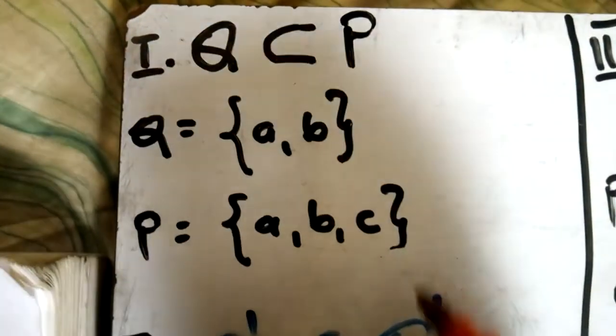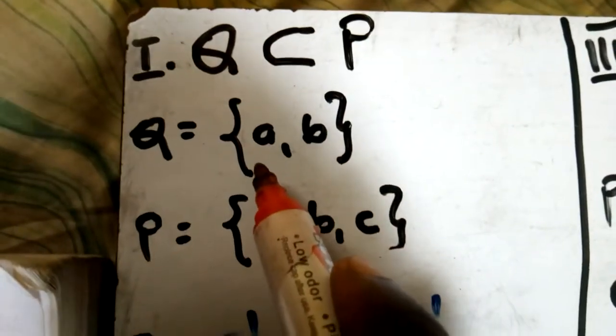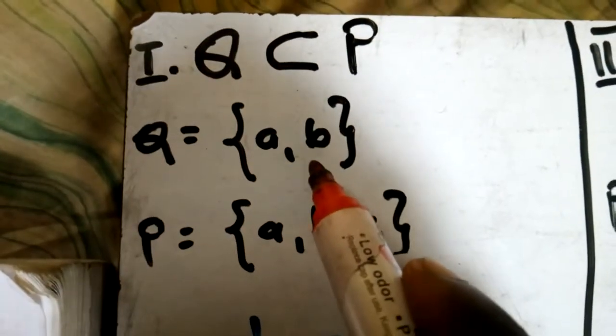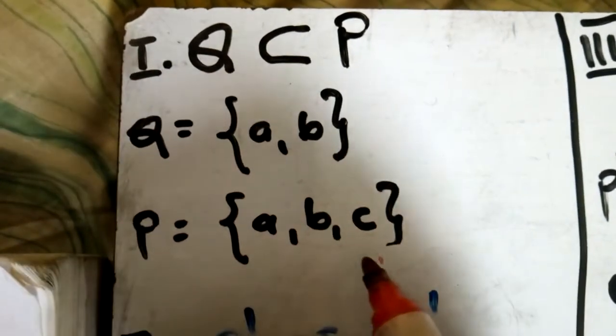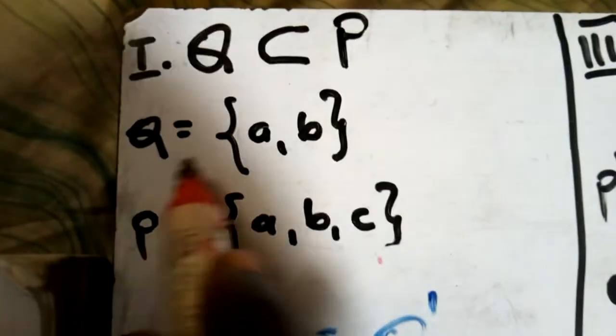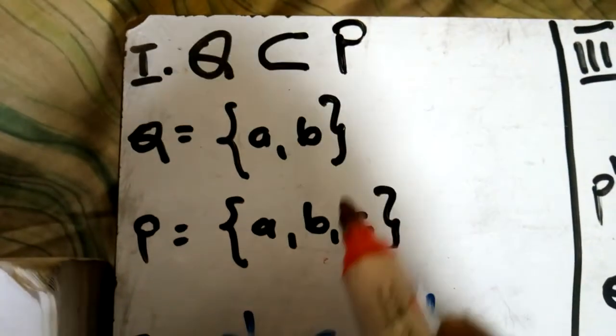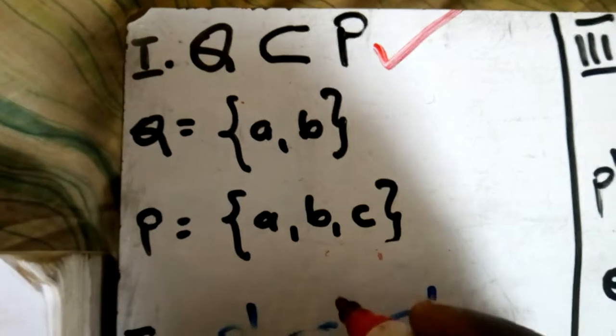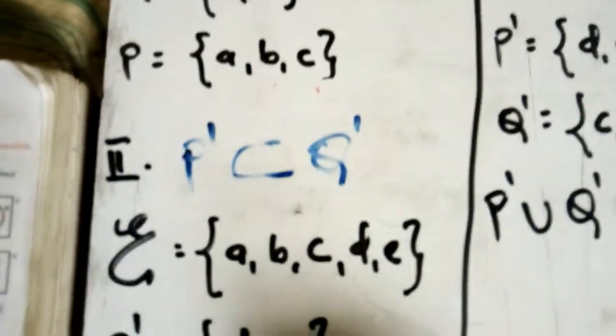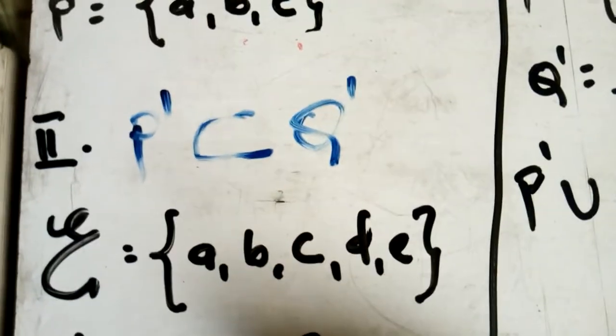Yeah, it's true. You can see that I have this guy here, the same thing. This guy is also there, and then B is there, and then C as well. So everybody that is in class Q is also in class P. So this is correct. It's true that Q is inside P. Okay, so the second one says that P prime is a subset of what?